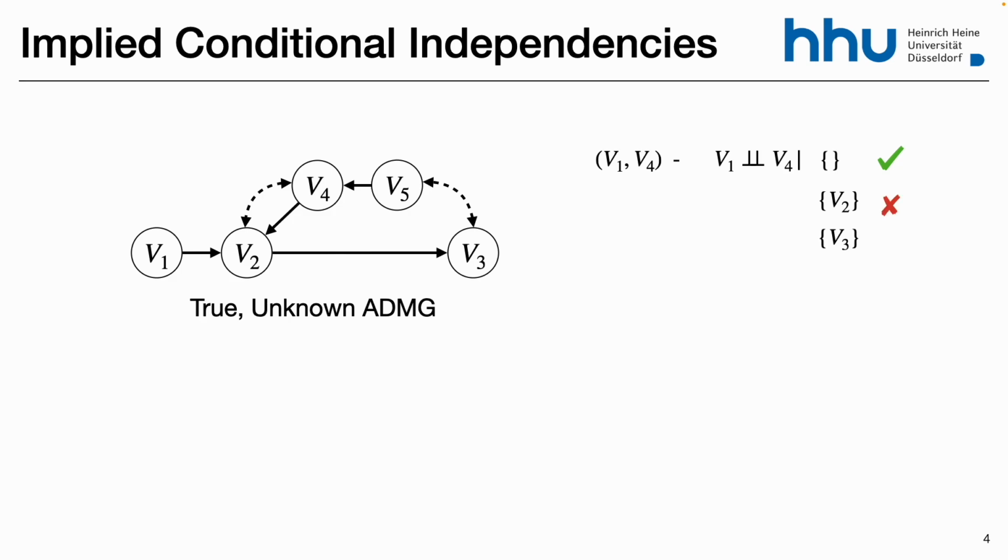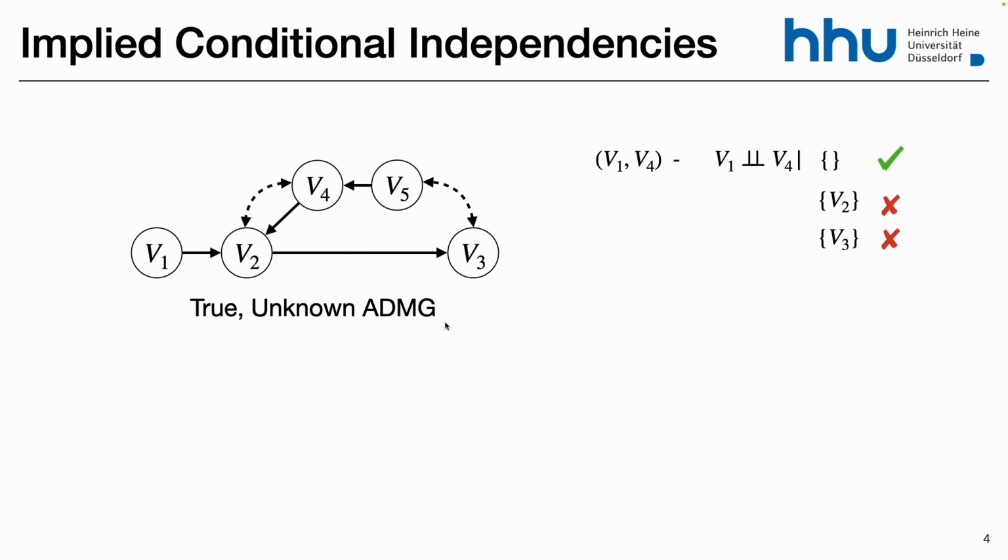But if we add V3, no, no, no. I'm kidding. Yeah. Why? I want to know if you know why. Because of the V1, V2, V3, V5, V4 path. So V2 on that path is a non-collider, but it's not part of the set, so that's open. V3 is a collider, but it's part of the set, so it's open. And then V5 is a non-collider, and it's not part of the set, so it's open. So the entire path is open, so not blocked.